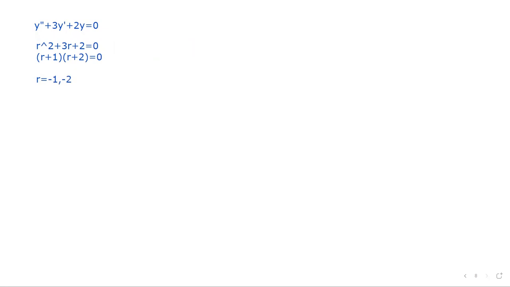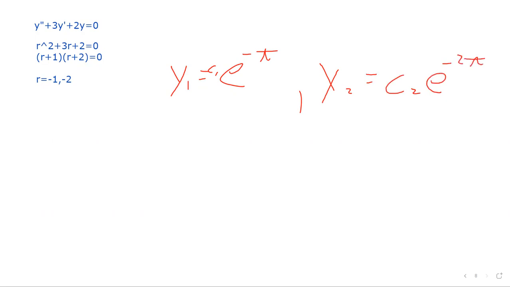So whenever we go to write our solution, y1 is e to the -t, and then our y2 is e to the -2t. Now, it really does not matter which one is y1, which one's y2. They're interchangeable. So our overall solution now, for the general solution, is there.